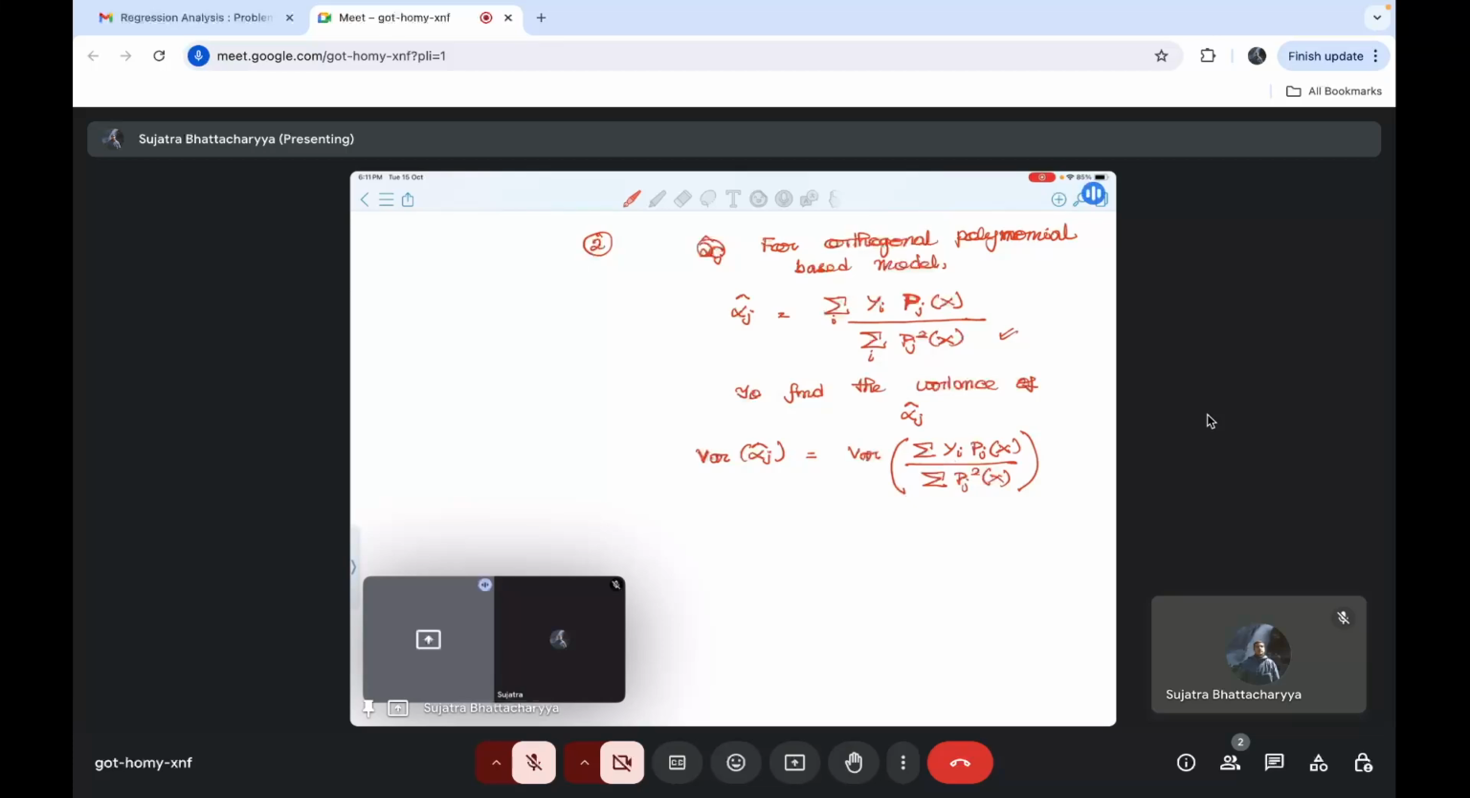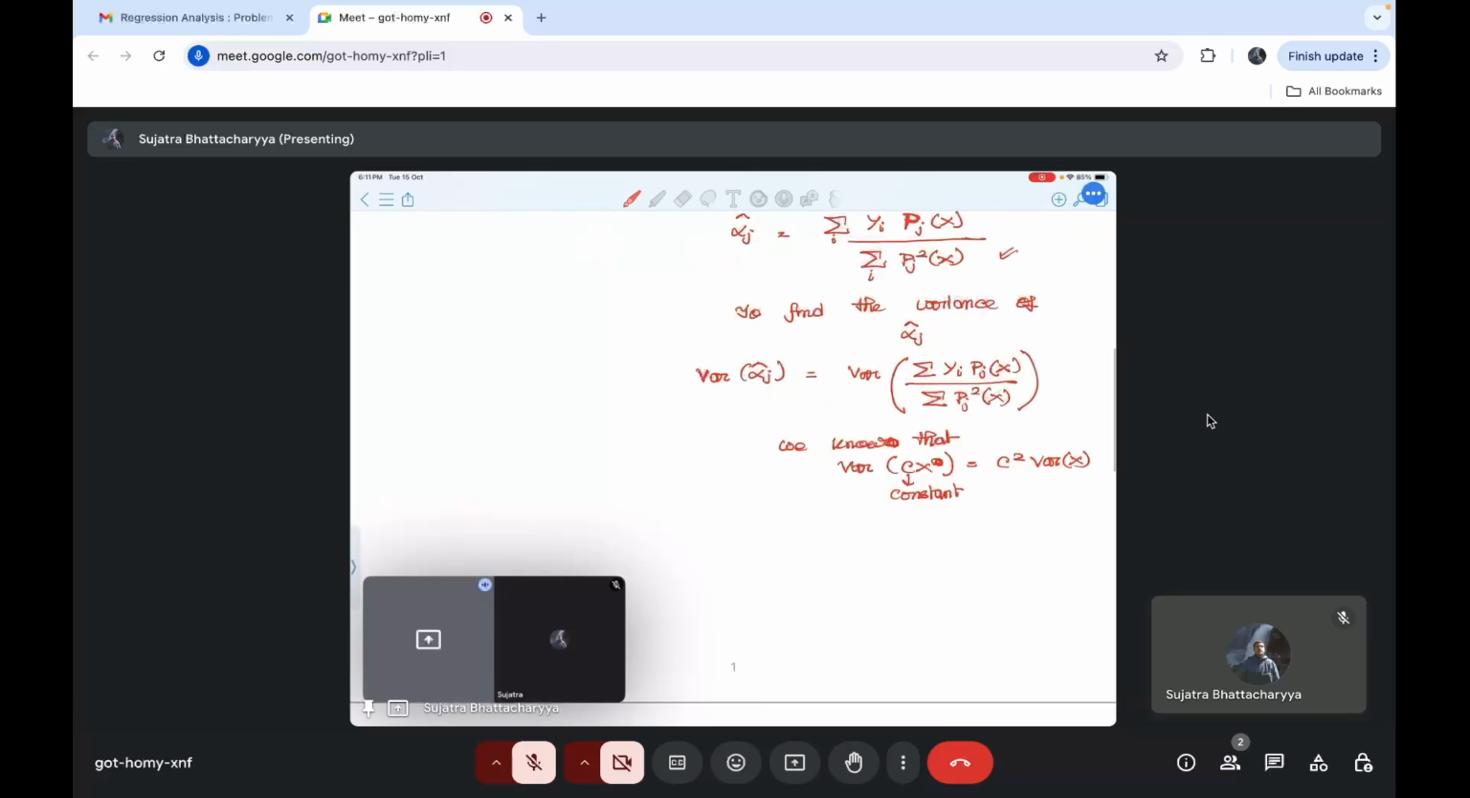And we know from the basics of statistics that the variance of cx, where c is some kind of constant, is nothing but c square times the variance of x. I have discussed it many times. So this is how the variance of a constant times x can be represented.